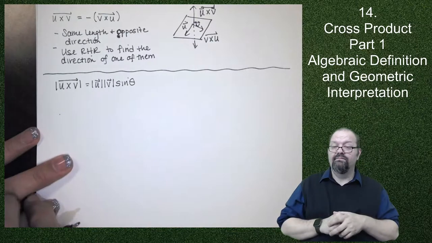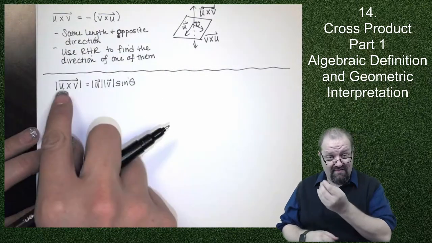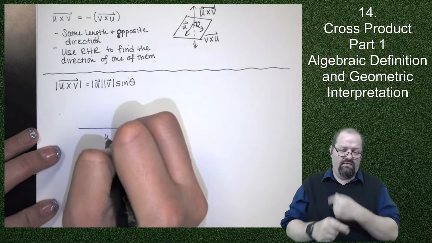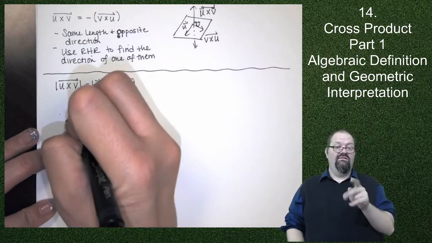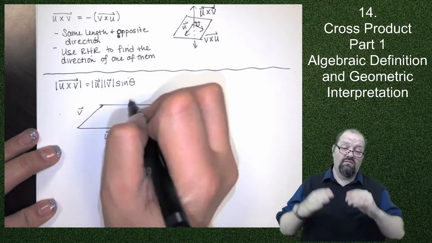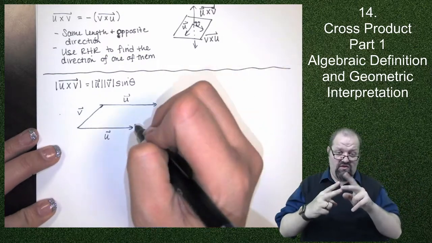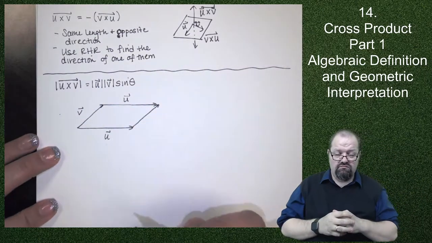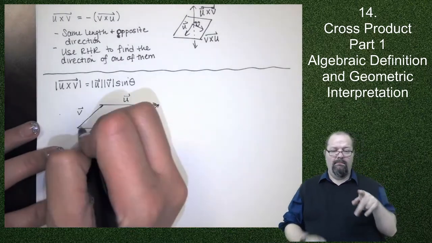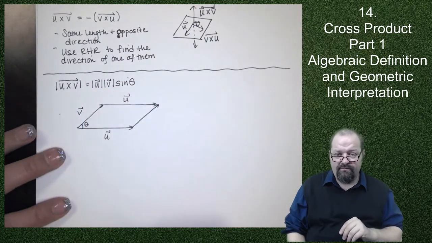With this in mind, we can interpret this geometrically. So let's say this is our vector u, and this is the vector v. If I wanted, I could draw that vector u up here as well, and draw the vector v over here. And now I've got a parallelogram with u and v as adjacent sides. Theta is the angle between u and v.